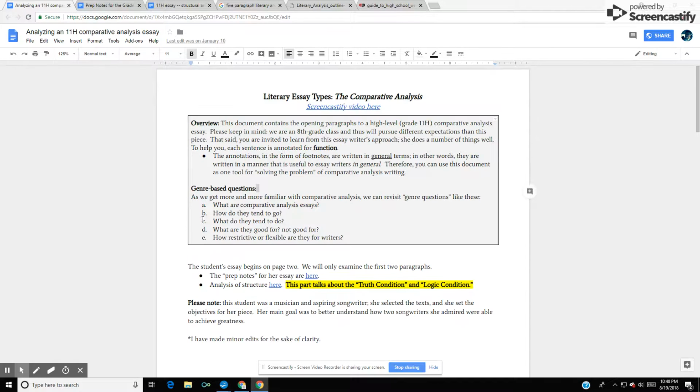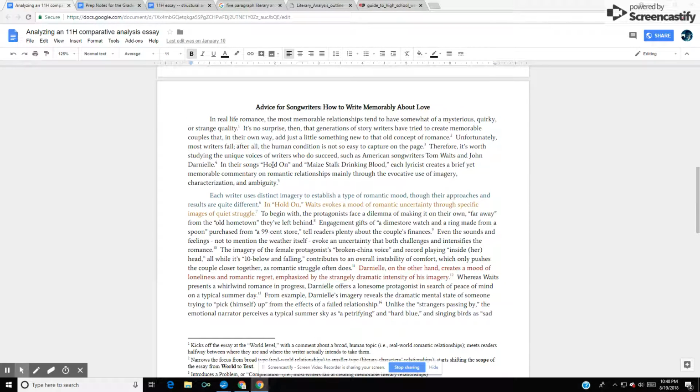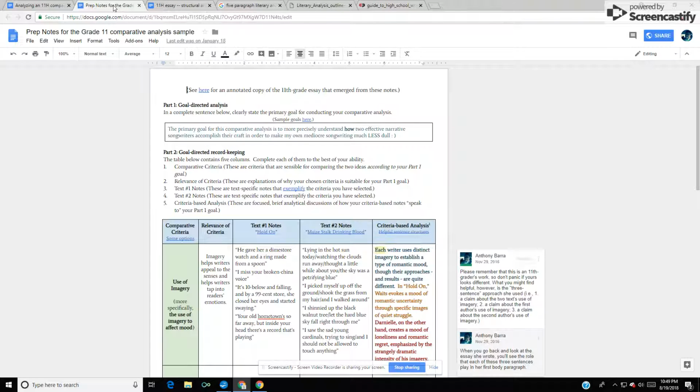So here's a familiar piece from last year that we looked at. And this was a comparative analysis of two texts, but that's not important because the same rules would hold if it was just one text. So before we look at the paragraph, let's just look at the preparation that went into such a paragraph.